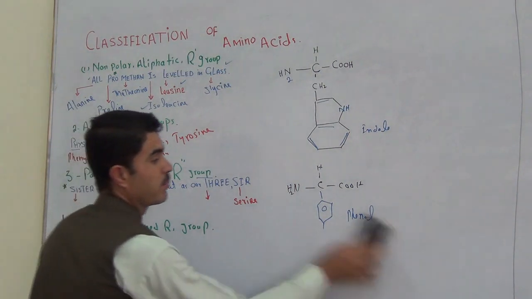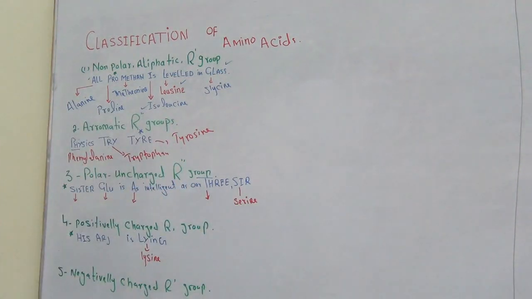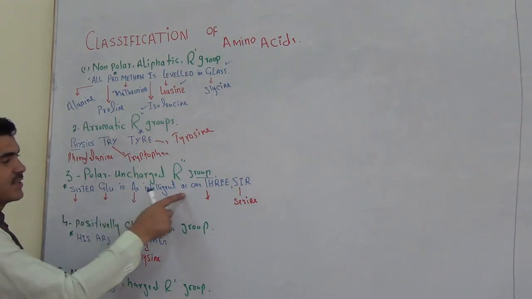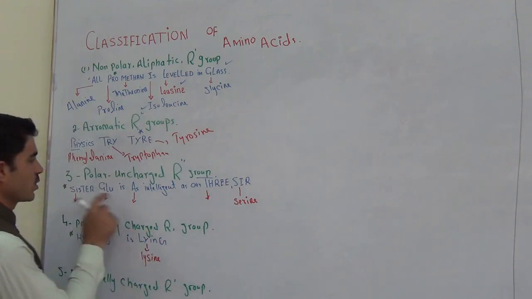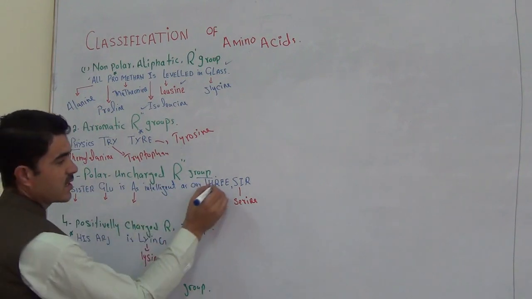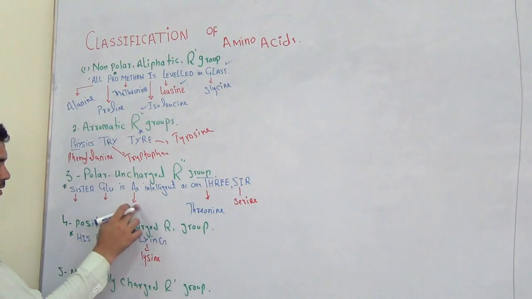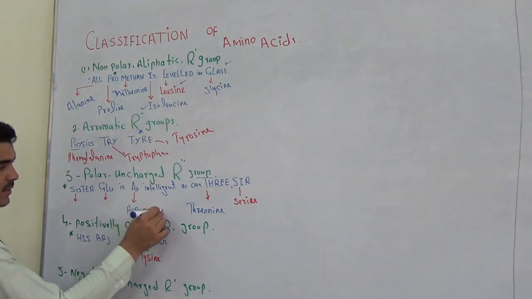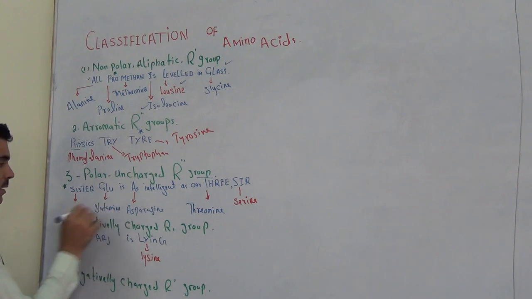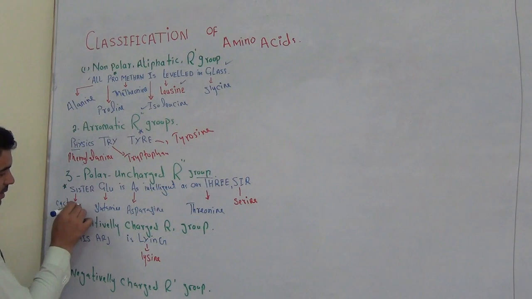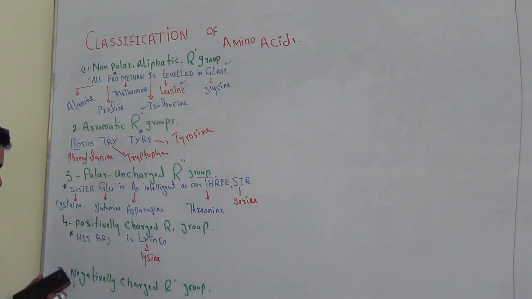Polar uncharged. Now the word polar comes. Polar, but no charge. And the mnemonic: "Sister Glue is as intelligent as our Three Sir," right? Teachers, right? So we are concerned with three. That three is for threonine, and sir is for serine, as is for asparagine, glue is for glutamine, and sister is for cysteine, C-Y-S-T-E-I-N-E, cysteine. These are the amino acids. If you want to write the structure of cysteine, glutamine, asparagine, threonine, and serine, the structure will be so easy.